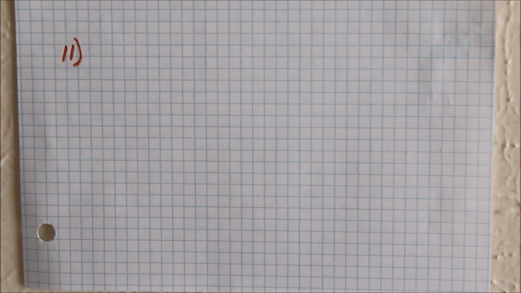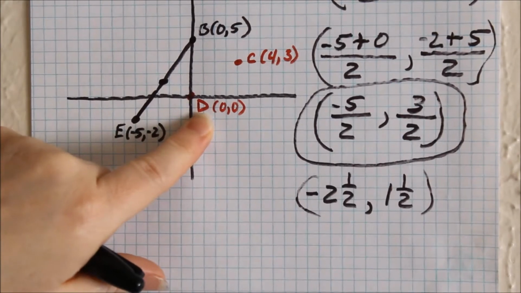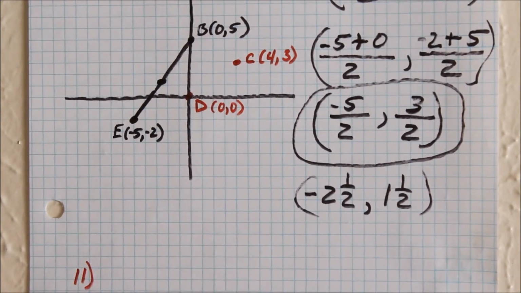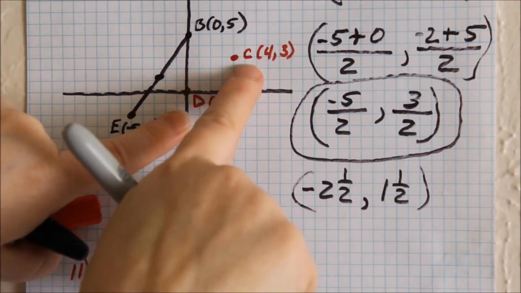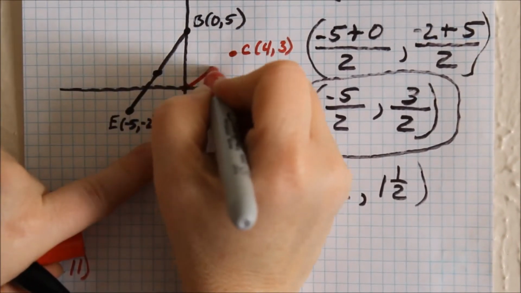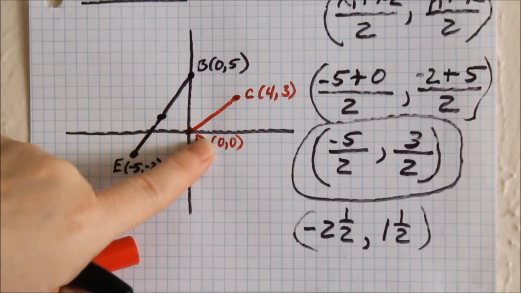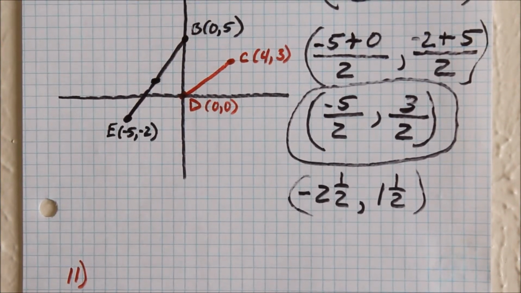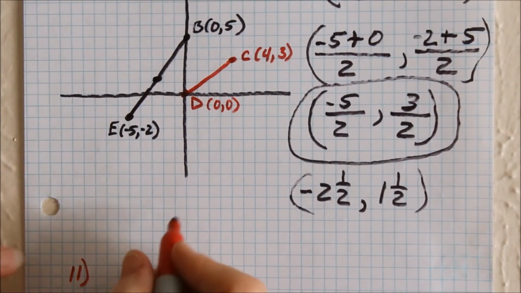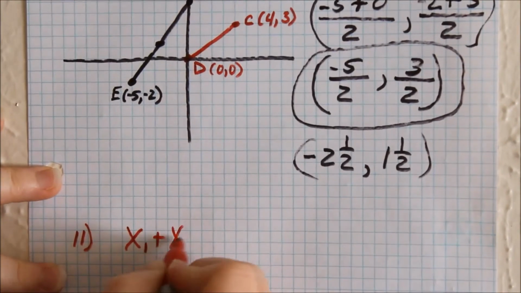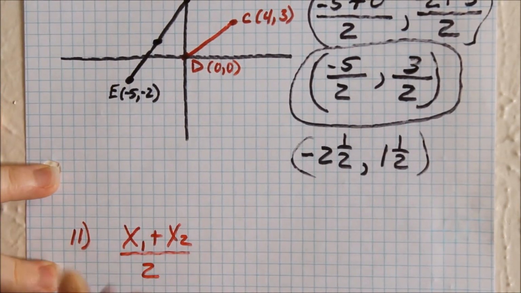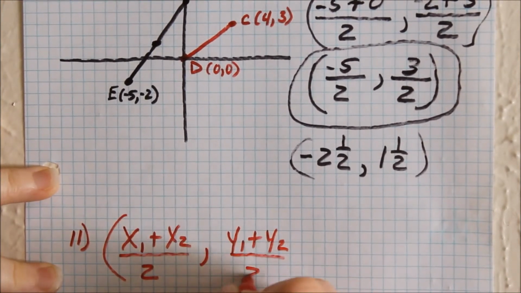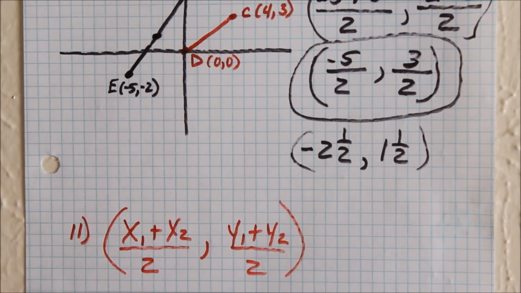Right, let's look at number 11. It's asking us to find the midpoint between point D and point C. Point D is at the origin. Point C is the coordinate 4, 3. So we are trying to find the midpoint between those 2 points. So remember, the midpoint will be halfway in between. Just as a reminder, when you're finding the midpoint, you're basically finding the average of your coordinates. You're going to find the average of the x coordinate, and then you will find the average of your y coordinates. You're adding 2 numbers, so you're dividing by 2.